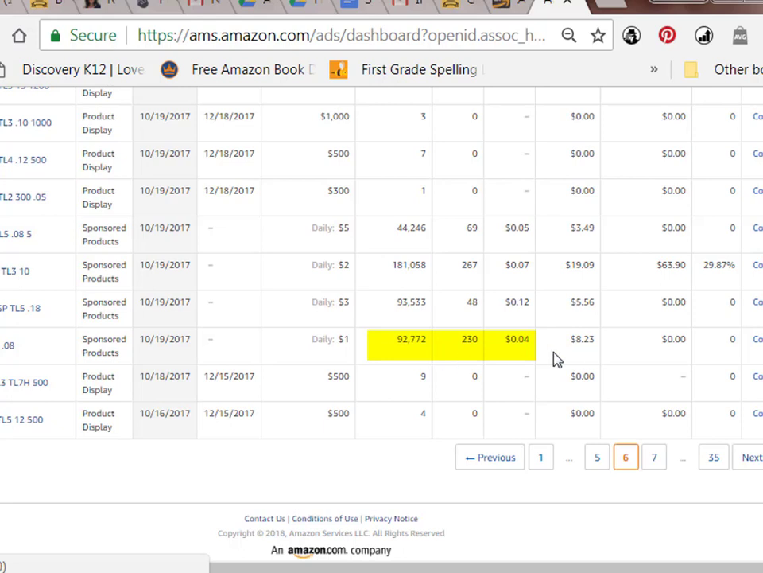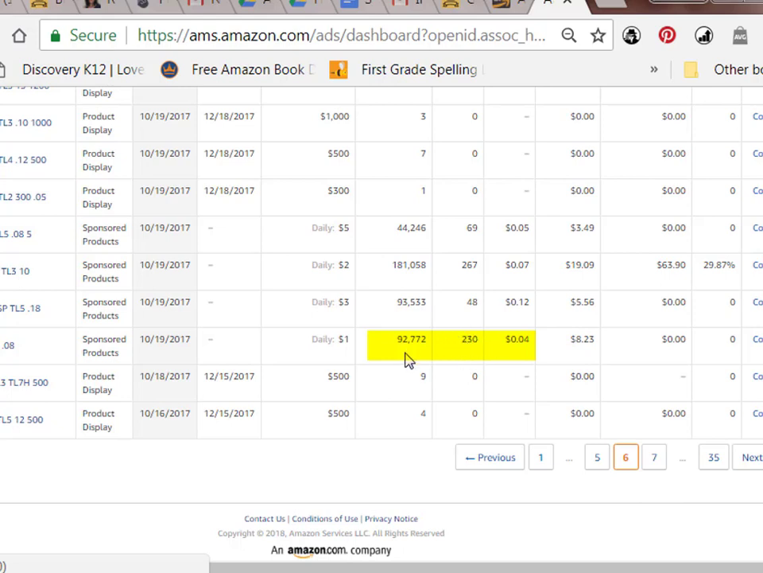Now, as you can see, I have 92,772 impressions. Now again, we're just looking at this line right here. Then you can see that on this one, I have 230 clicks, with the cost of those clicks averaging about 4 cents, which means it can go up as high as 8 cents, because remember, that's what my bid was at, or it can be as low as 1 cent. So if it's averaging at about 4 cents, I'm betting I'm paying mostly 5 cents for those, with the outliers being 8 and 1. I've spent $8.23 on 230 clicks.